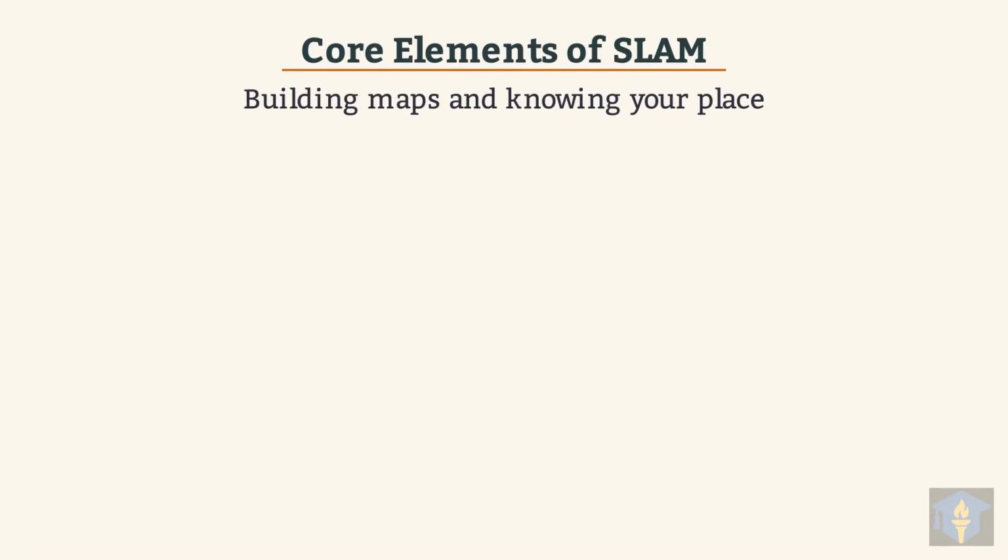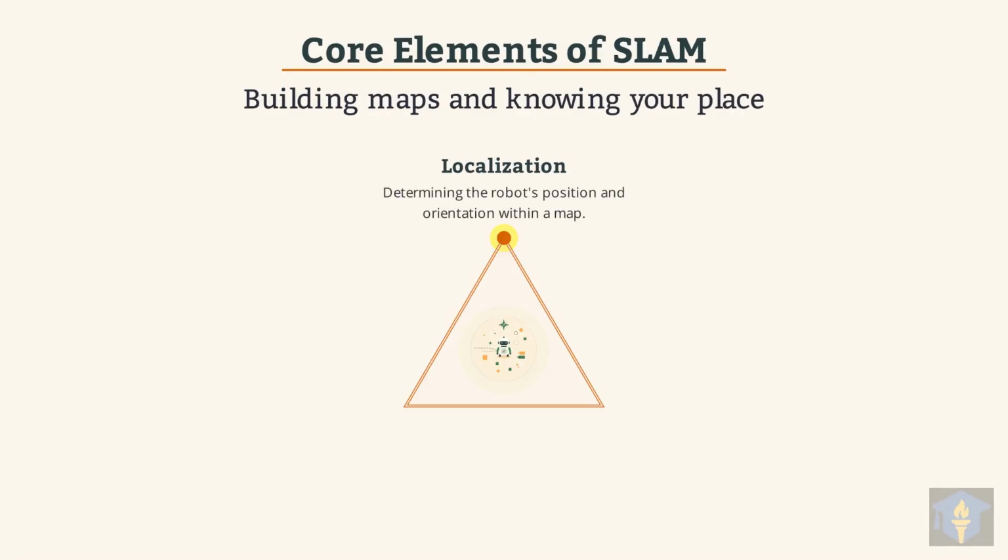SLAM is all about how robots build maps of their environment while simultaneously knowing their own place within it. Localization is a key component, focusing on where the robot is in its surroundings. It involves precisely determining the robot's current position and orientation within an existing map.